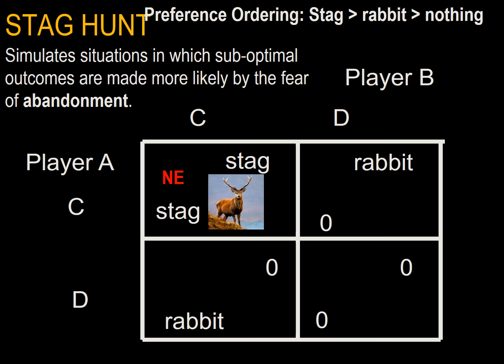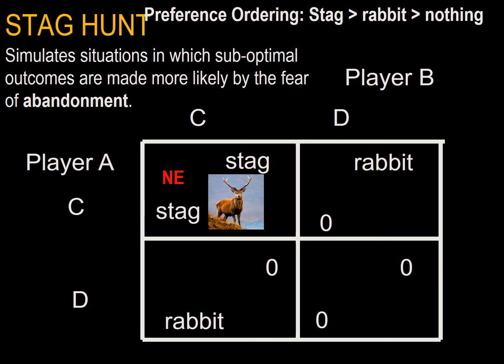Player A has the same choices between cooperation and defection. In the first column, which is player B's cooperation column, player A has a choice between a stag and a rabbit. Clearly the stag is the better choice. In the next column of player B's defection, player A has a choice between 0 payoff and 0 payoff, and there's an indifference there. So player A is going to choose cooperation over defection because stag is superior to rabbit and 0 is indifferent to 0.